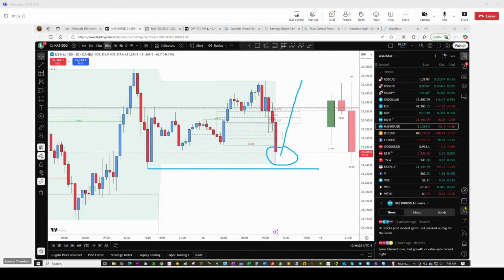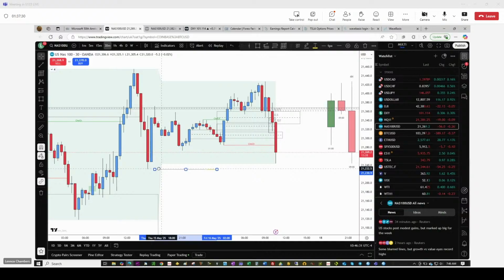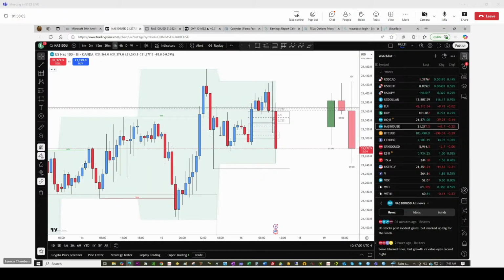So let me mark off this low, and look for a possible turnaround opportunity here. Trying to see the overall pattern here. Let me go to the hourly. Okay, so this was our low.